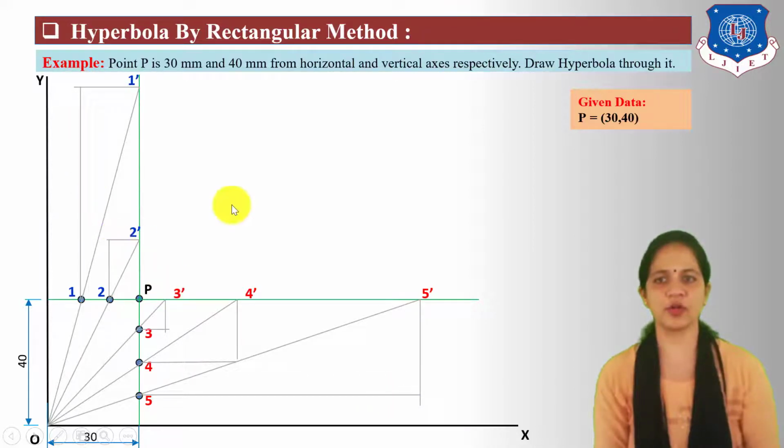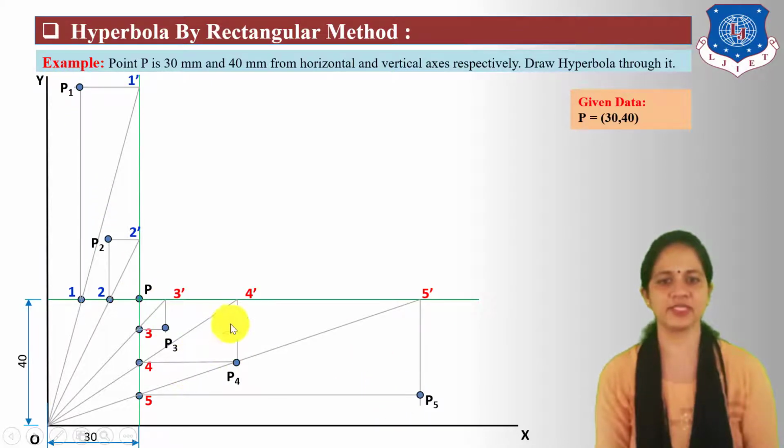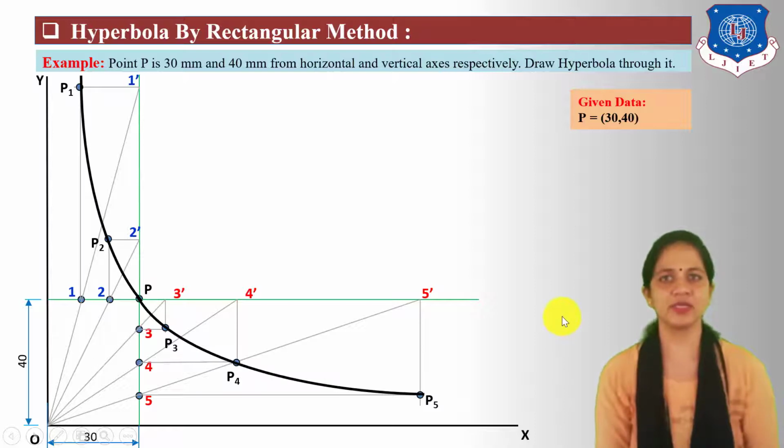Next mark the locus points as P1, P2, P3, P4 and P5 at the intersecting points of these two lines. Next connect P1, P2, P, P3, P4 and P5 points freehand in the form of a curve. So, this is the hyperbola by the rectangular method.